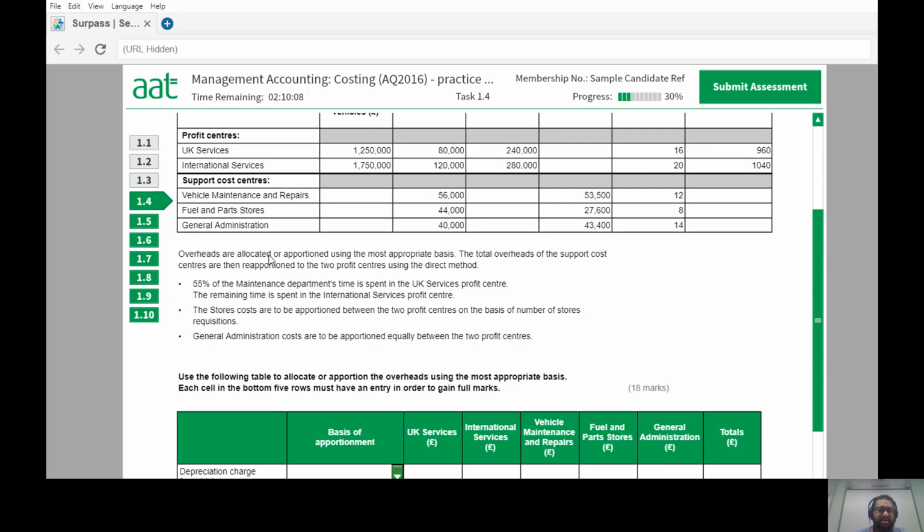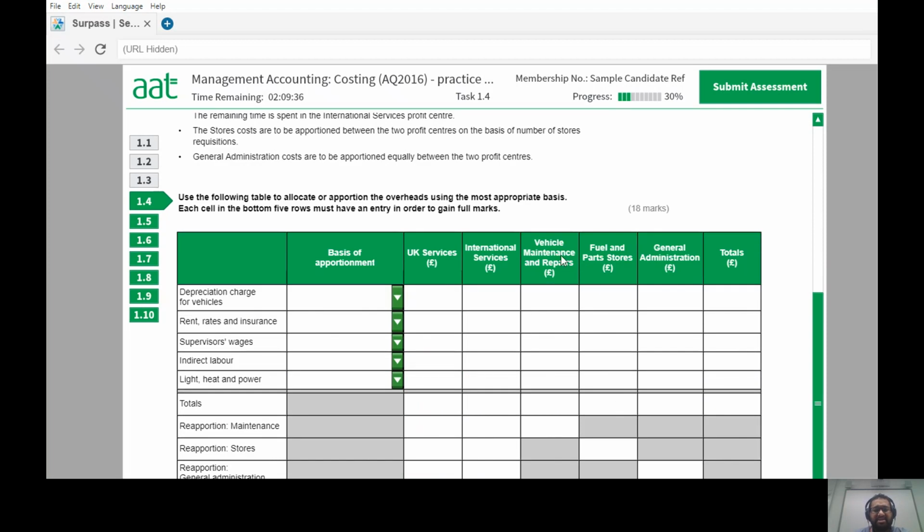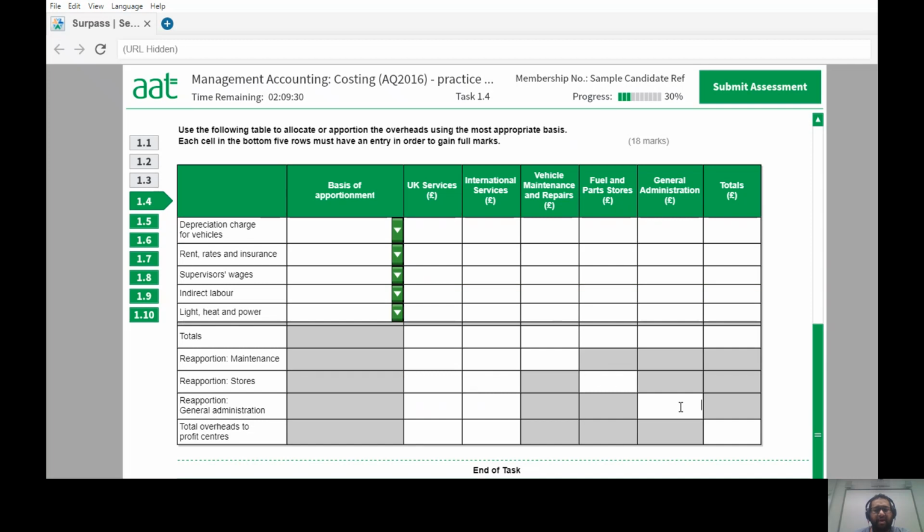Okay, so if you notice, there is some other information they've given you. Overheads allocated or apportioned using the most appropriate basis. 50% of the maintenance time is spent on the UK profit center, the remainder on the international service profit center. Store costs are apportioned between the 2 profit centers on the basis of the number of store requisitions. So we have to look at the store requisitions, and then the general administration costs are apportioned equally between the 2 profit centers. So there are 3 ways we're going to be apportioning these different costs here. Okay, so here there will be a subtotal, and then we will be apportioning that into these areas.